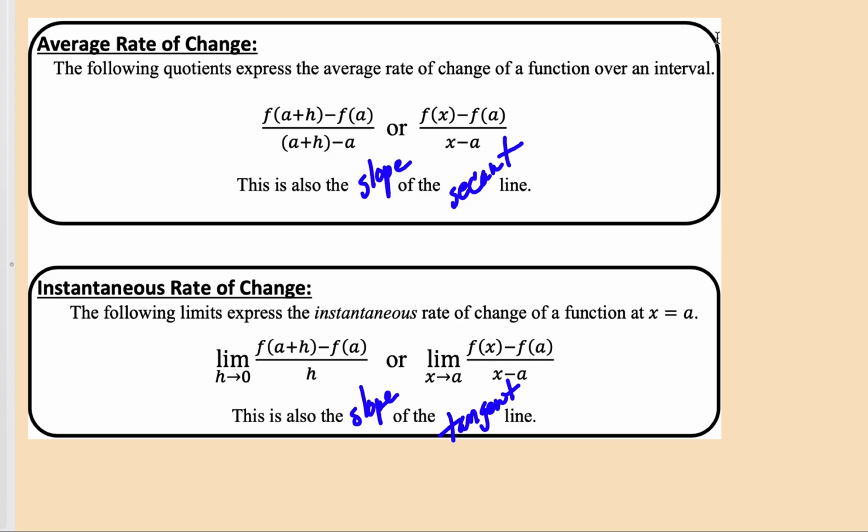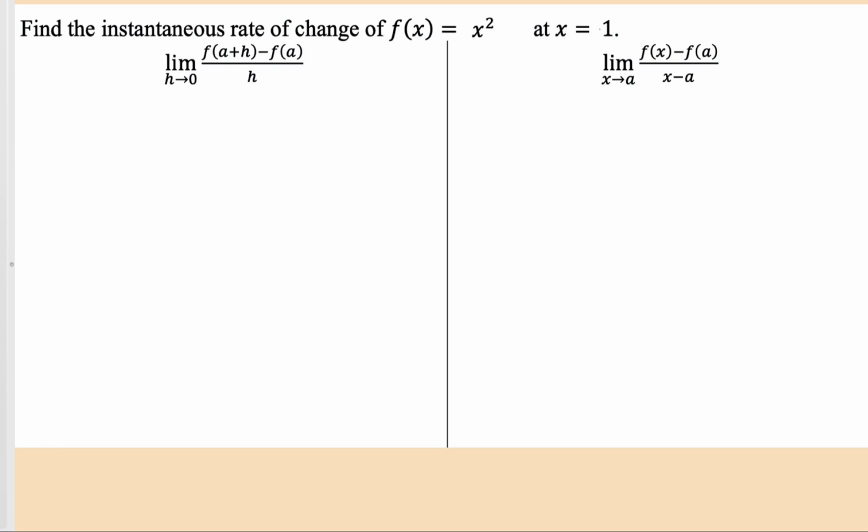All right, so let's summarize again. Average rate of change is the slope of the secant. Instantaneous rate of change is going to be the limit of the average rate of change, and this will be the slope of the tangent. All right, let's go ahead and do an example where we use both options of the instantaneous rate of change. This one is where we use a little small change, 2 points in a small change.